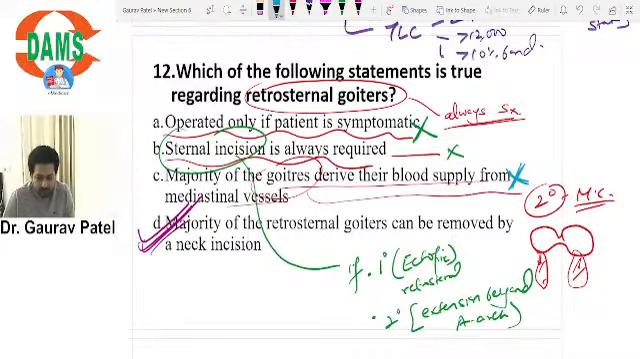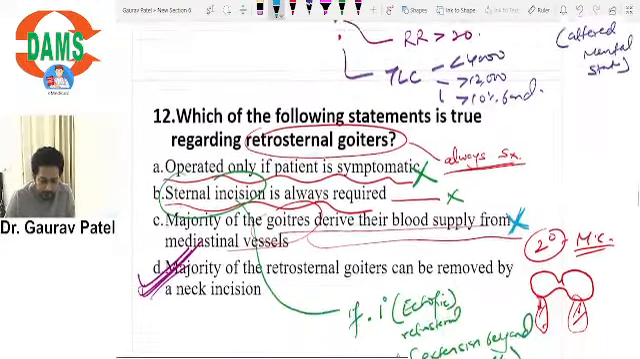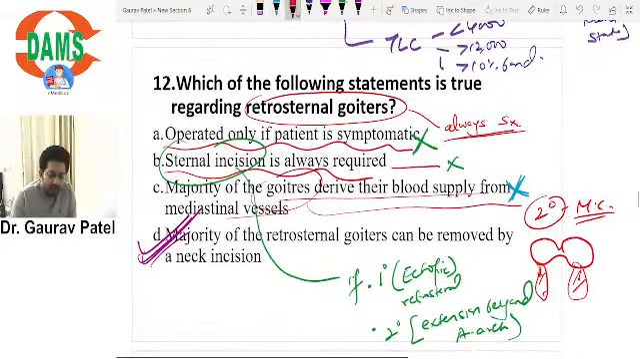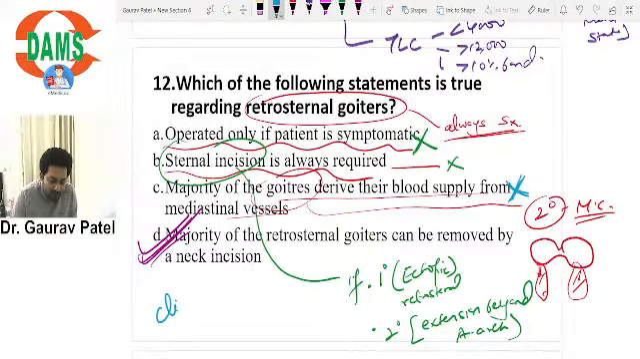Okay, many people have marked this correct. So tell me the name of the sign. What is the clinical sign you will see in a retrosternal goiter?